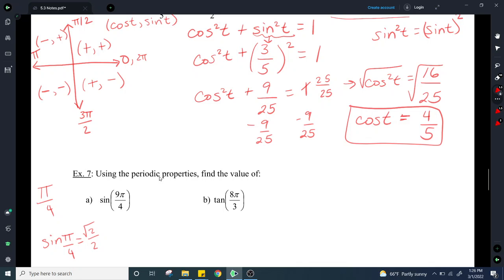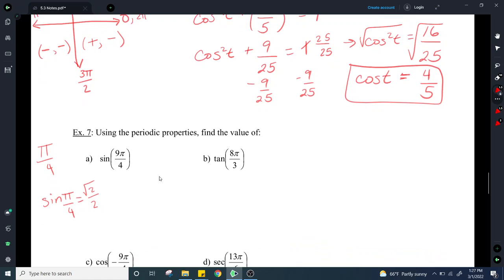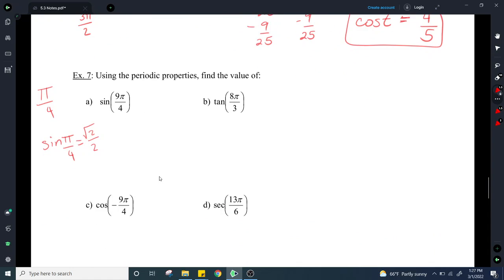If you remember in the previous lesson, we talked about coterminal angles. So 9 pi over 4 is coterminal with pi over 4, but what quadrant is it actually in? One way to figure this out is to change this to a mixed fraction. So what is 9 pi over 4 as a mixed fraction? You would say, okay, 4 goes into 9 twice with 1 left over. So that would mean it's 2 1/4 pi, basically. So 2 with 1 left over, right?